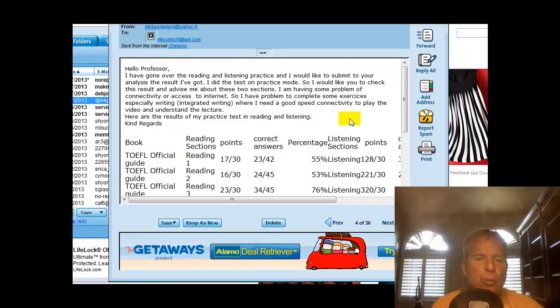That's where you really want to spend a lot of your time: reducing your accent, improving your tone, and trying to make clear connections among the ideas that you speak in your independent and your integrated speaking responses. All right, so that's one of the biggest weaknesses that I see right now.